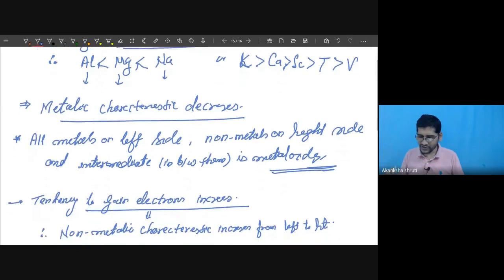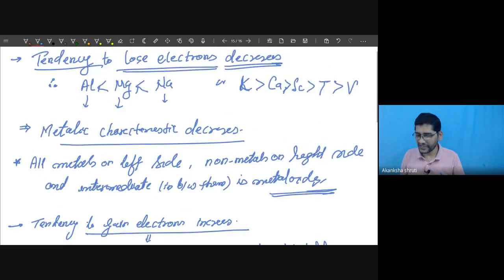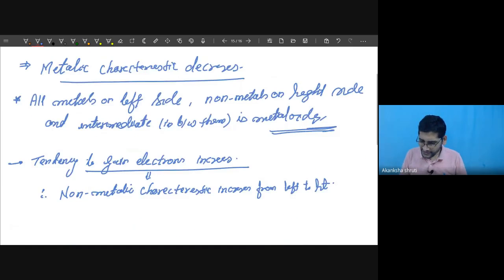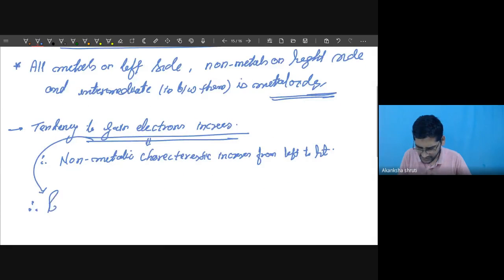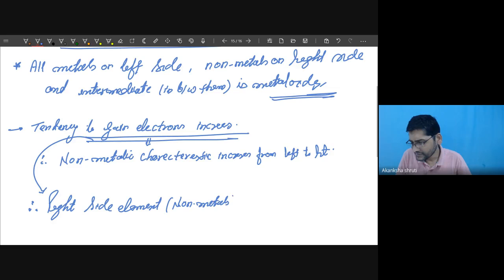The size we have learned, size is most important. Then the same is for the atomic radii, the metal characteristic. So tendency to gain electrons increases. So which kind of ion will it form? Right hand side elements or non-metals form the anion. Therefore, rightmost elements, the non-metals, form anion. Sometimes it is asked in the term of anion and cation.